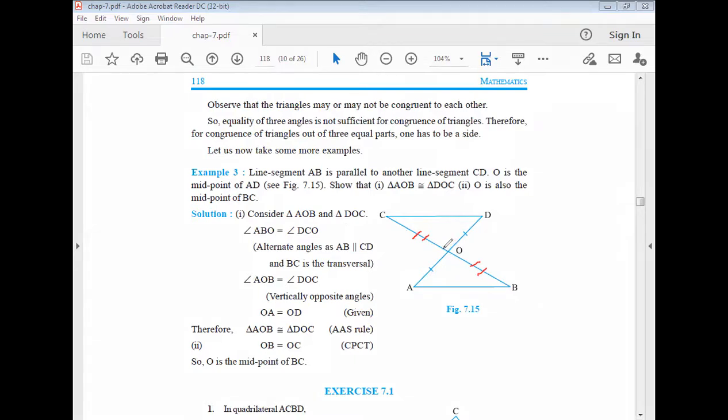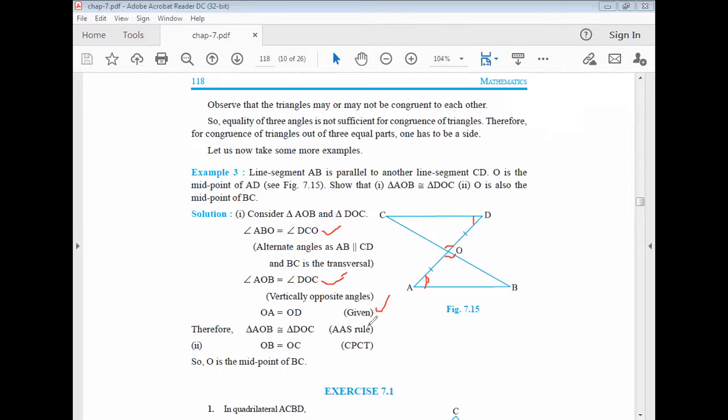Look, which type of angle is this? Vertically opposite angles. And which type of angle is this? Alternate interior angles. Why? Because AB parallel to CD is given. Angle ABO is equal to angle DCO, alternate angles, because the lines are parallel. Now angle AOB is equal to angle DOC, vertically opposite angles. And AO is equal to OD, it is given.